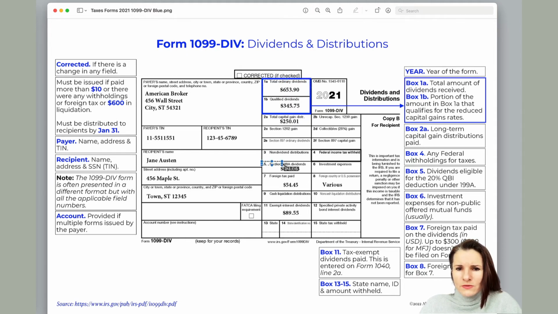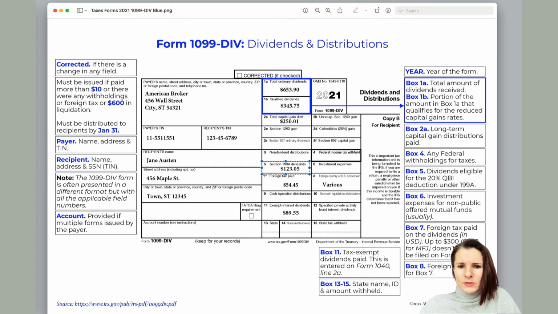Now, box 5. This dividend is eligible for the 20% QBI, qualified business income deduction, which actually can be pretty big for taxpayers. So it's important to look for that information and, if you do have numbers there, put it in your tax return when you file.